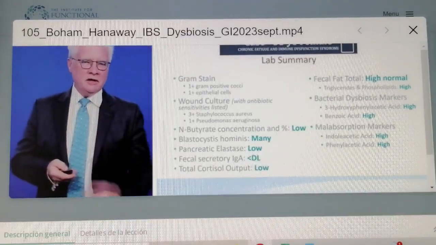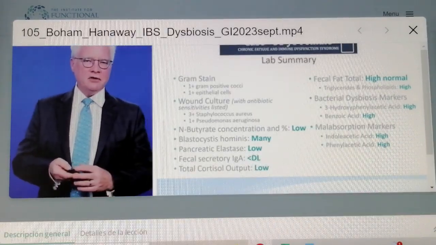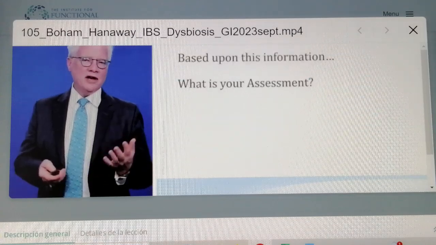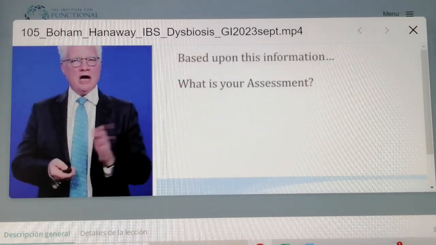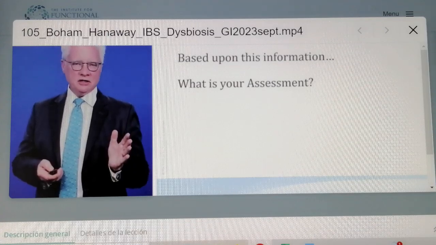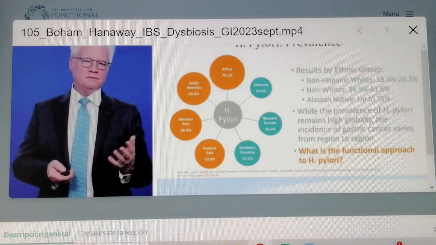And in the latter half of the talk this afternoon, we'll be focusing on what the actual treatments are that we would choose to use. But where do you go? How do you create a prioritization for this individual?